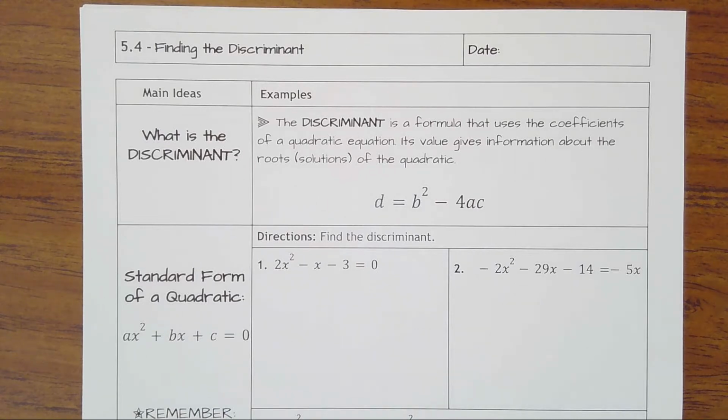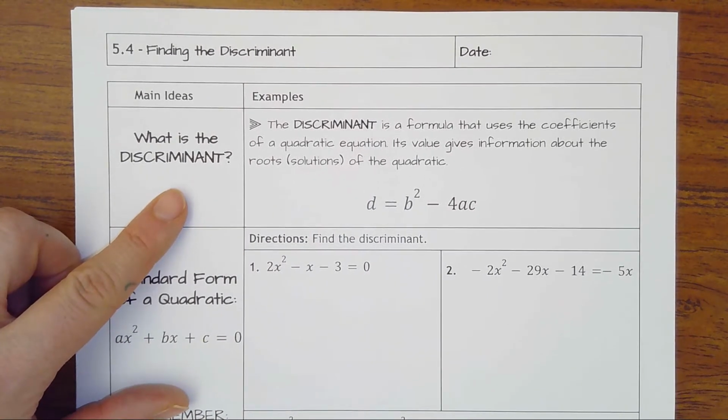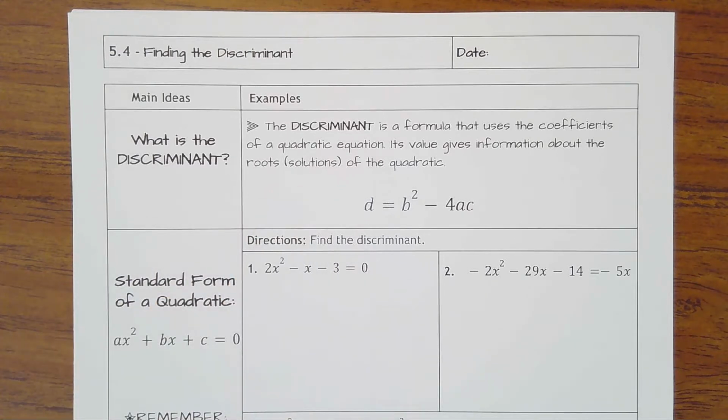Lesson 5.4, Finding the Discriminant. What the heck is a discriminant? Well, the discriminant is a formula. It uses the coefficients, or the numbers, of a quadratic equation, our a, b, and c values. It's going to give us information about the solutions or the types of roots of the quadratic.